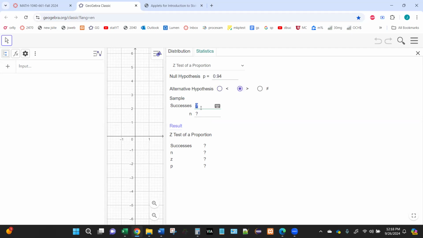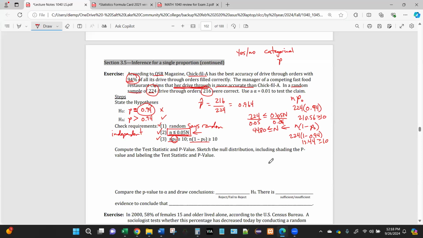So we put in the number of successes, 216 out of 224, and we have it. We have a z-score of 1.53 with a p-value of 0.06. So 1.53, p-value 0.06. So let's write that down.